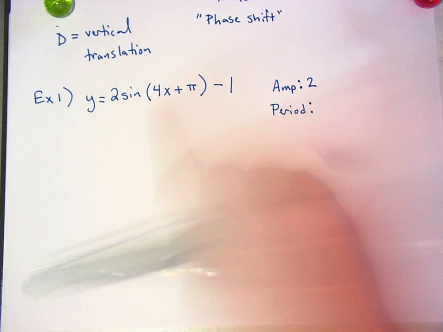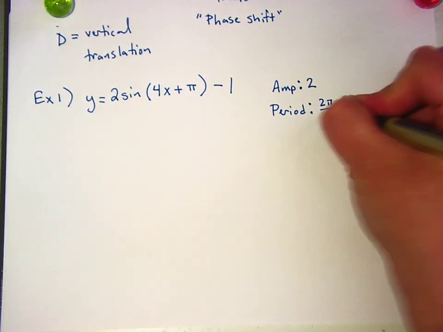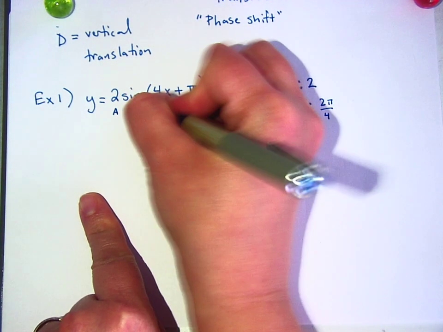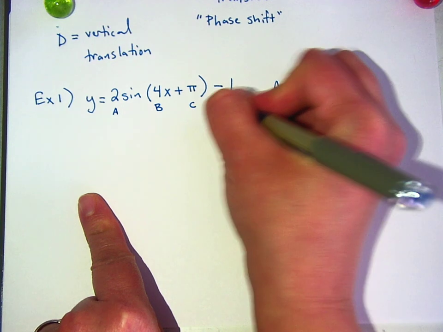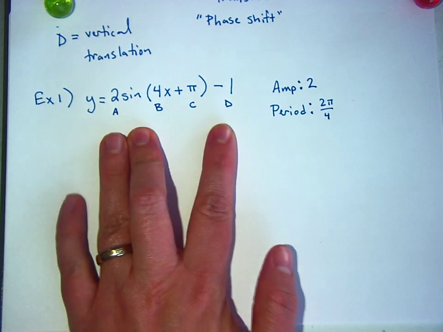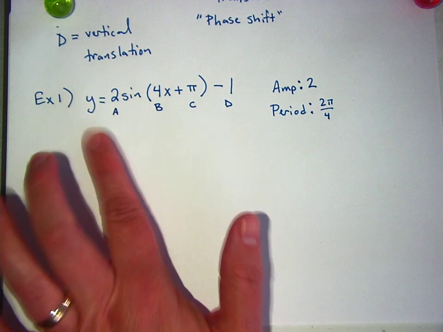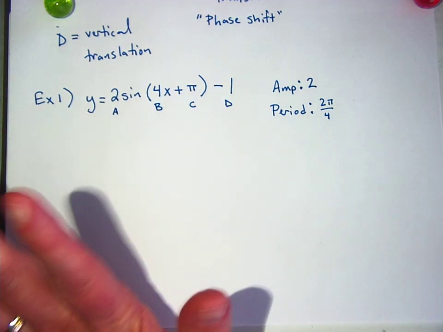Yeah, because it's going to be 2 pi divided by 4, right? Because it's 2 pi divided by B. Here, maybe this helps. A, B, C, D. By the way, the instructions in your book switch the A, B, C, and D around to different letters, but I like them in order, A, B, C. It makes it easier for me.